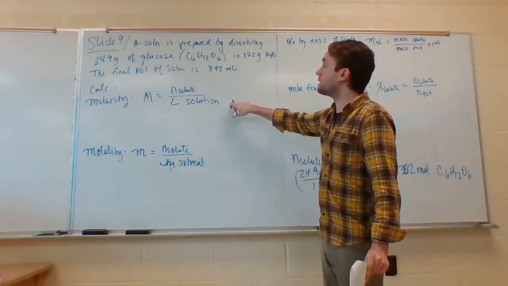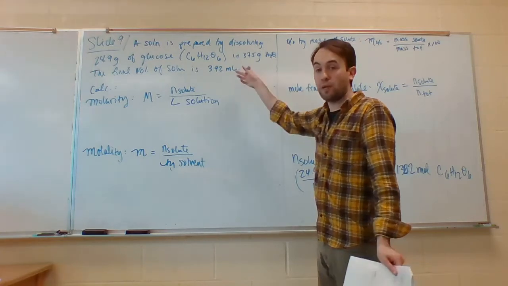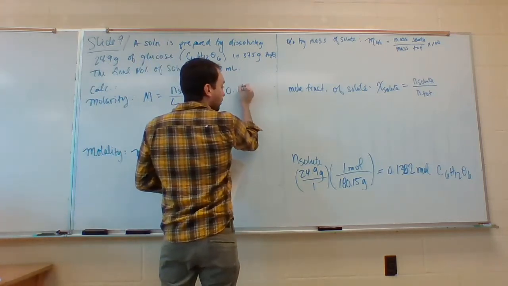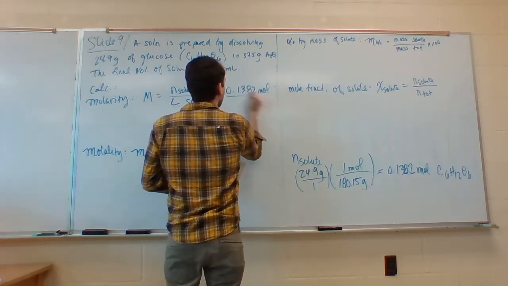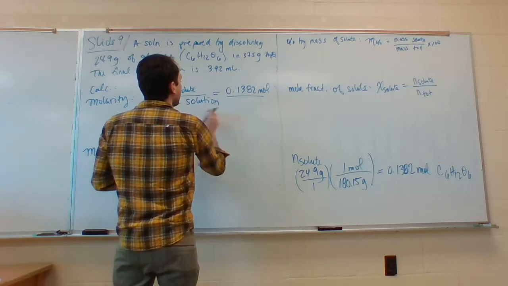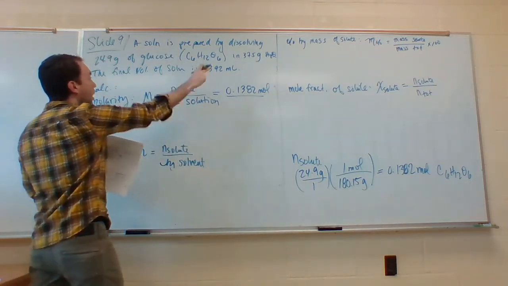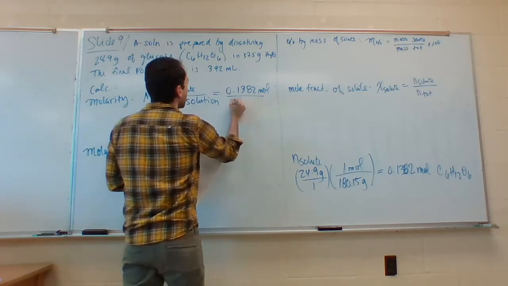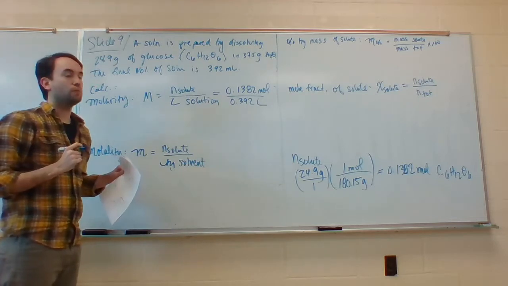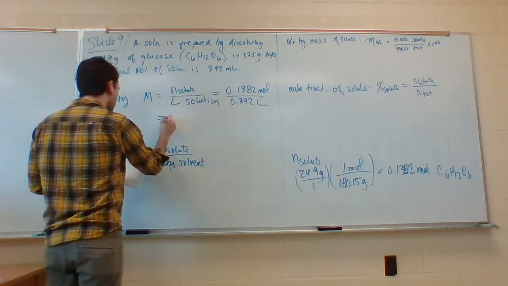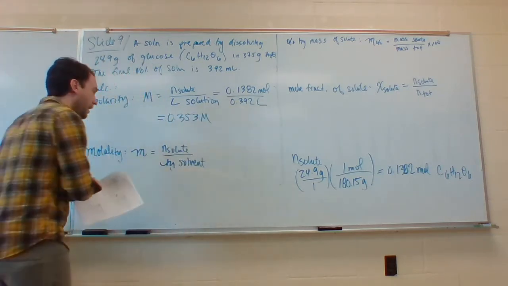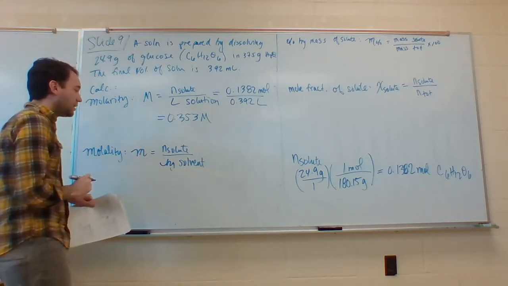All right, do we have our liters of solution? Well, we have milliliters, so we can easily convert that. I'm going to plug in what I've just calculated, which is our moles: 0.1382 moles of the solute, which in this case was our glucose because it dissolves, right? And then we need liters of solution, not of the water, but of the solution. So we're going to divide by 0.392 liters, where I converted my 392 milliliters into liters, which gives me a molarity of 0.353 molar.